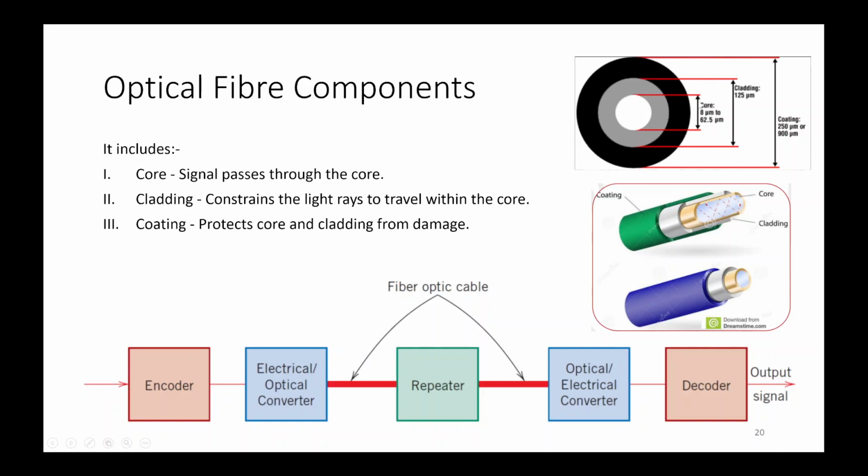So these are the size ranges. Inside, the core will be 8 to 62 micrometer, cladding is 125 micrometer, and the coating is up to 900 micrometer. So it is less than a millimeter. This size is very small, very compact. Now this is what an optical fiber looks like.